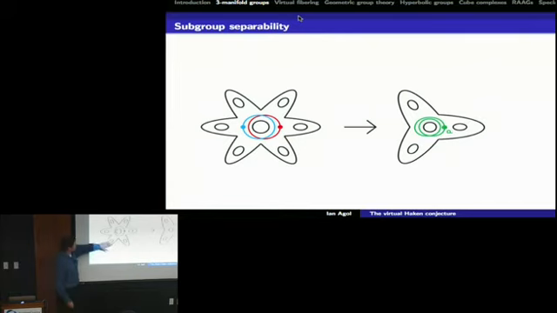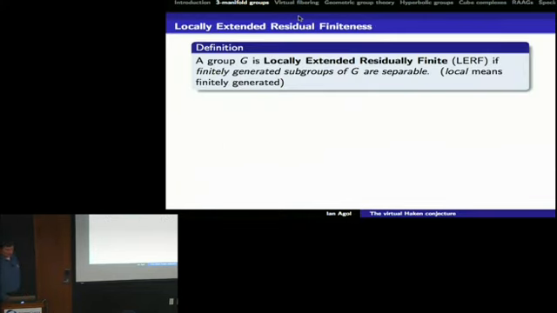And I actually took this picture from an article. That's associated to the cyclic subgroup generated by this loop. That's separable from Scott's theorem. This picture is actually from a piece published in the Simons Institute magazine by Erica Klarreich, describing some of this work. Okay, so subgroup separability means the subgroup is separable. Locally extended residually finite means that finitely generated subgroups are separable.